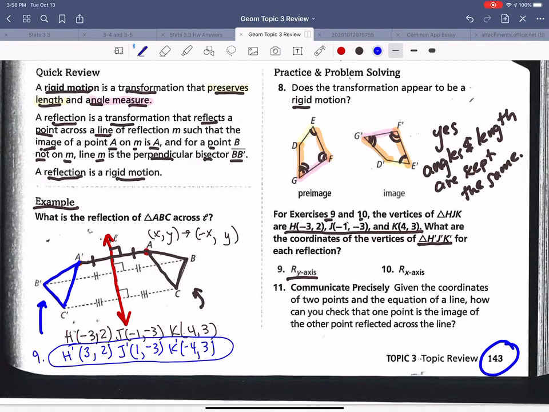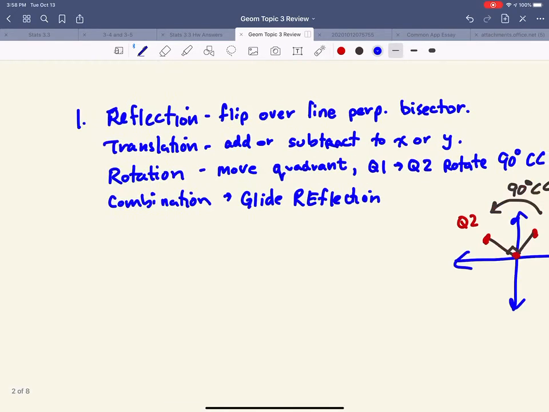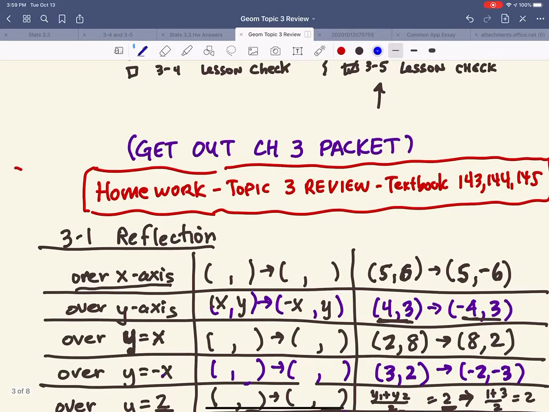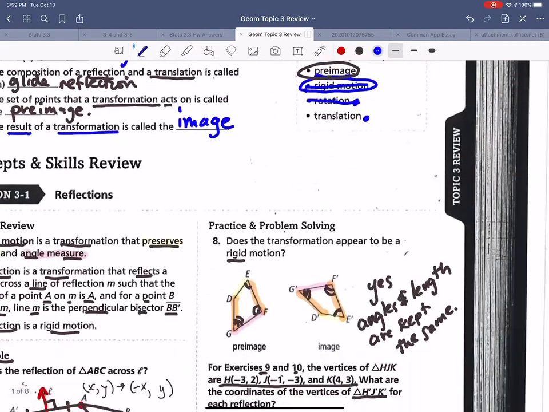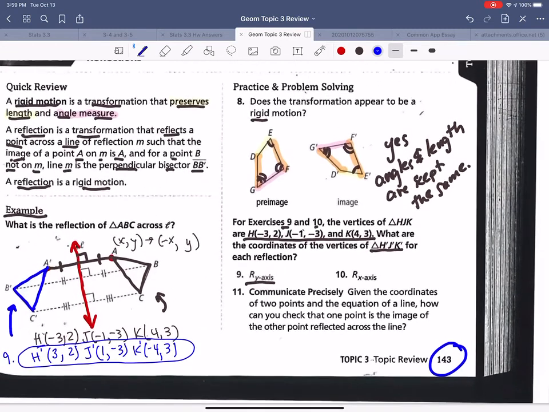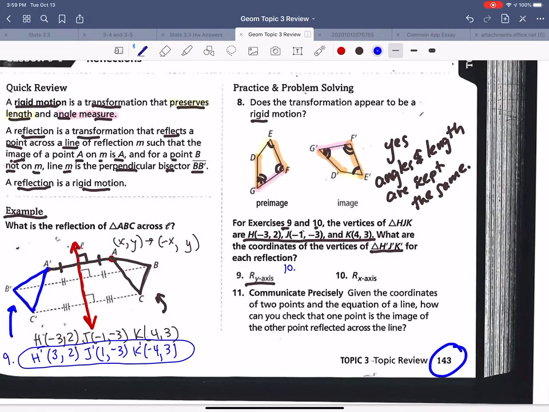To number 9. Now it says, what would be the coordinates of the vertices if I reflected over the x-axis? So let's look at this rule to the x-axis. So if I flip over the x-axis, notice that this coordinate would turn to that. So it looks like the x now is going to stay the same, and the y is going to change sign. X stays the same, y changes sign. Okay, good thing we took those notes.